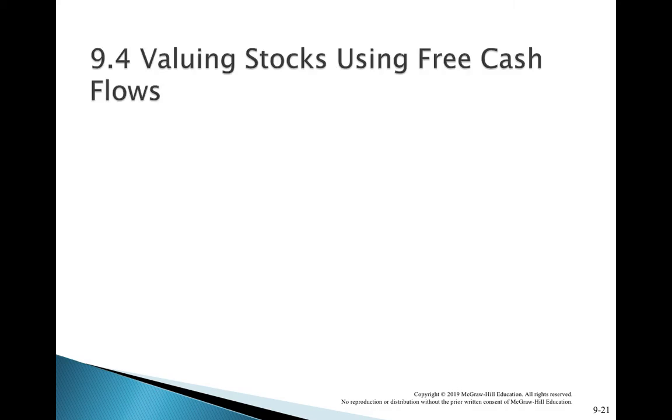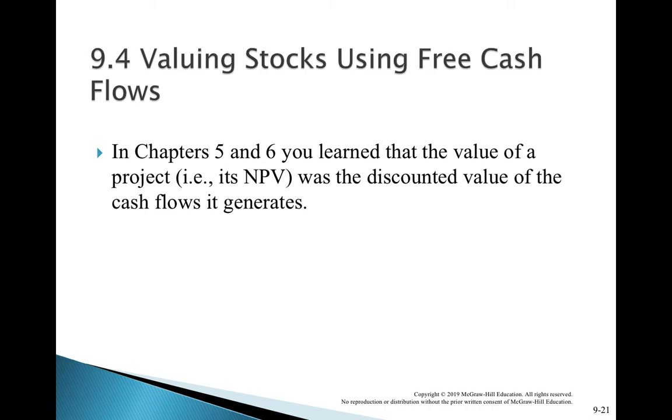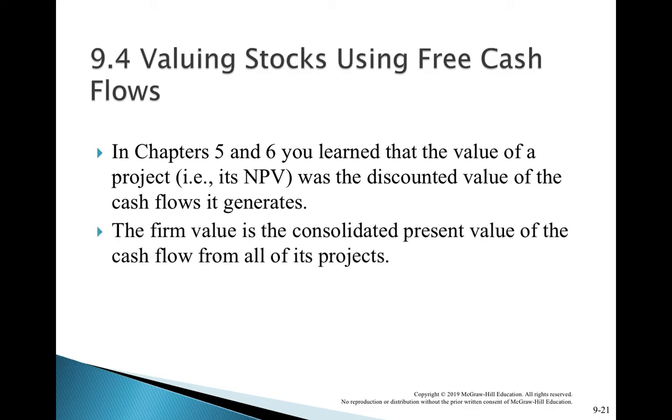Now we will go to the next level of discussion, that is valuation of stock using free cash flow approach. Of course, detailed discussion is not given in this chapter, because this chapter is mainly focusing on the relative valuation and the dividend discount model. So in chapter 5 and 6, when we learned about capital budgeting, we learned that the value of a project, that is net present value, was the discounted value of the cash flow it generates. The firm value is the consolidated present value of the cash flow from all of its projects.